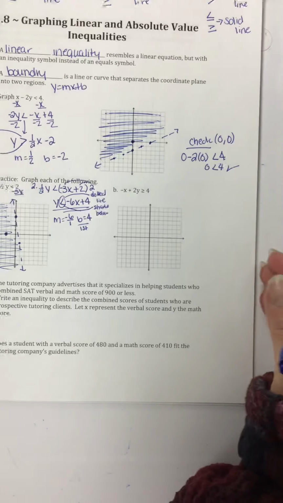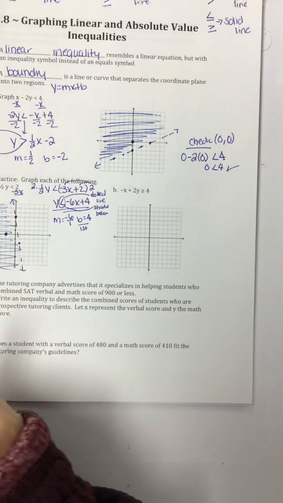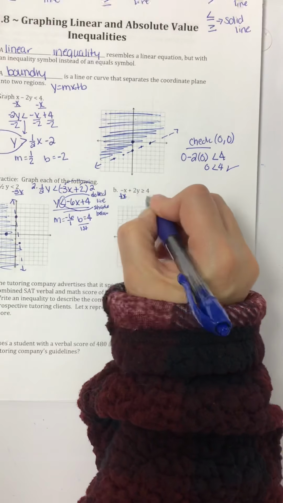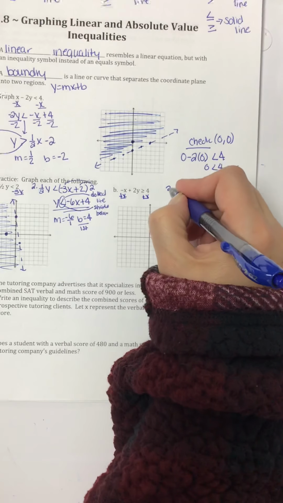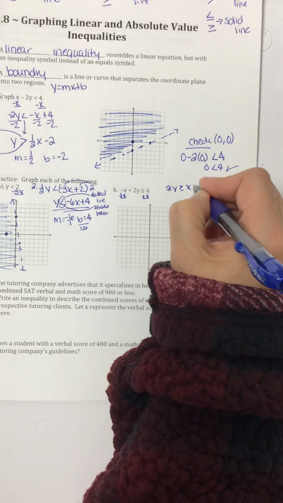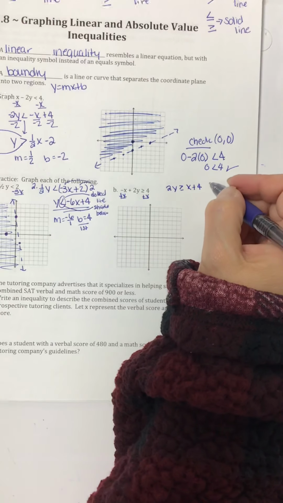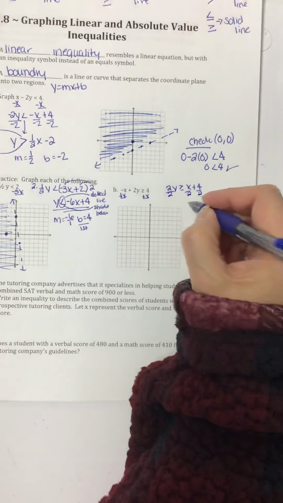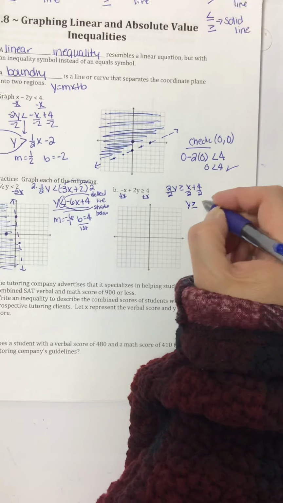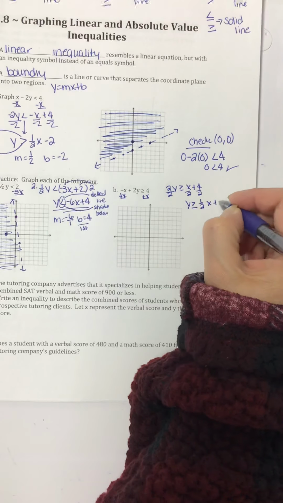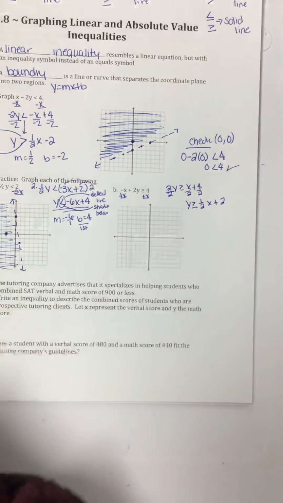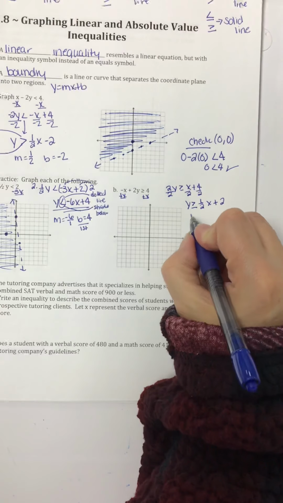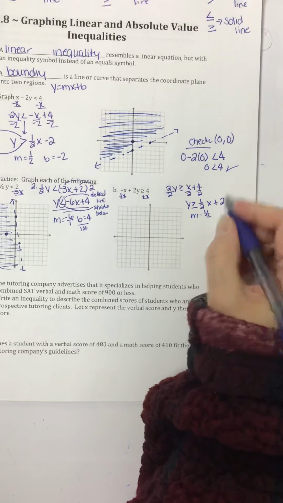Let's look at B. What would we do here? All right, add x. So we have 2y is greater than or equal to x plus 4. What would we do now? Divide by 2. And we would get y is greater than or equal to 1/2 x plus 2. 4 divided by 2 is 2. What is the slope of your line? What is the y-intercept?